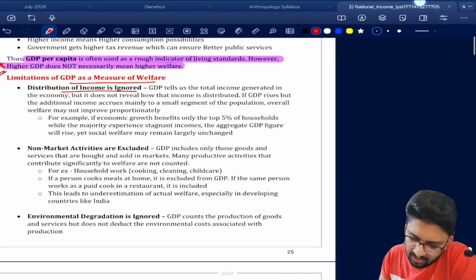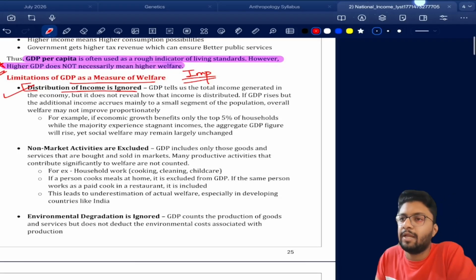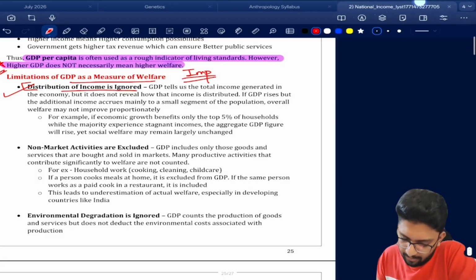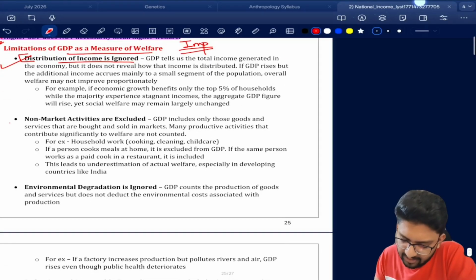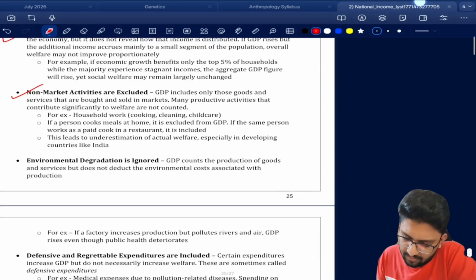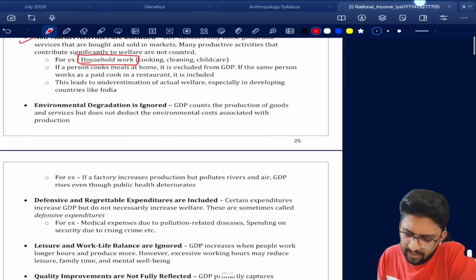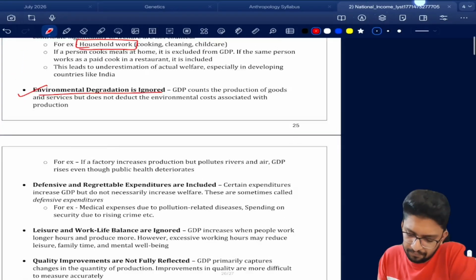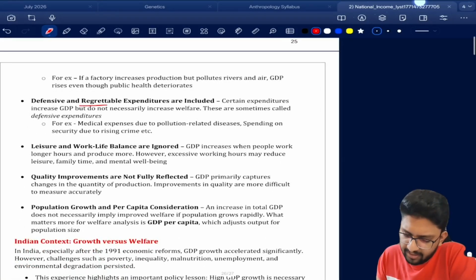Distribution of income is ignored. Yes, this is also important. I think they can ask us a question in the Phase 2 examination of NABARD regarding this. Then we have non-market activities that are excluded, like household work. Environmental degradation is ignored. True. Defensive and regrettable expenditures are included.